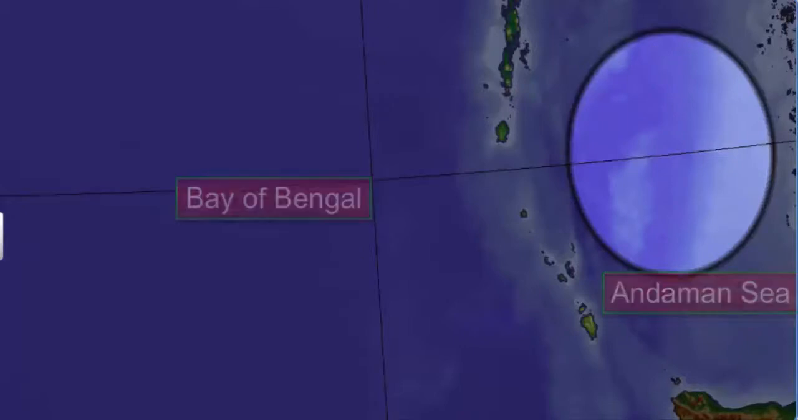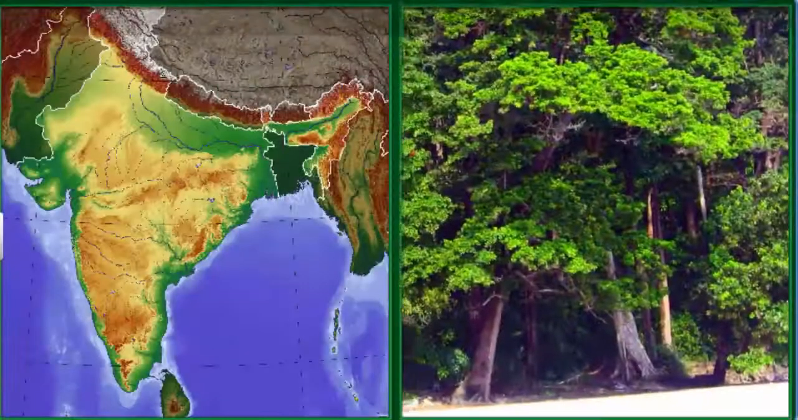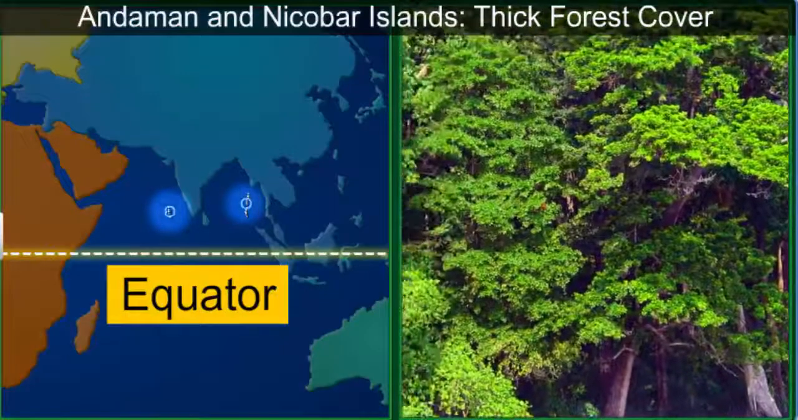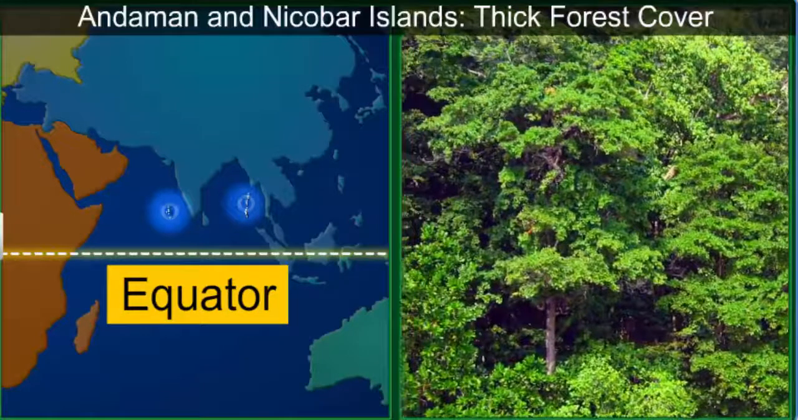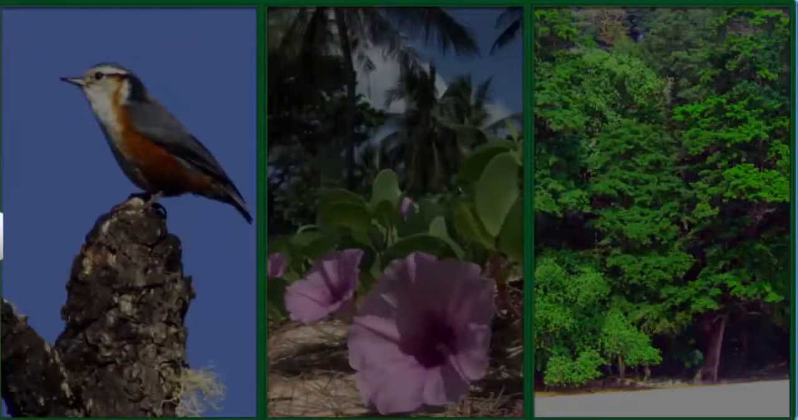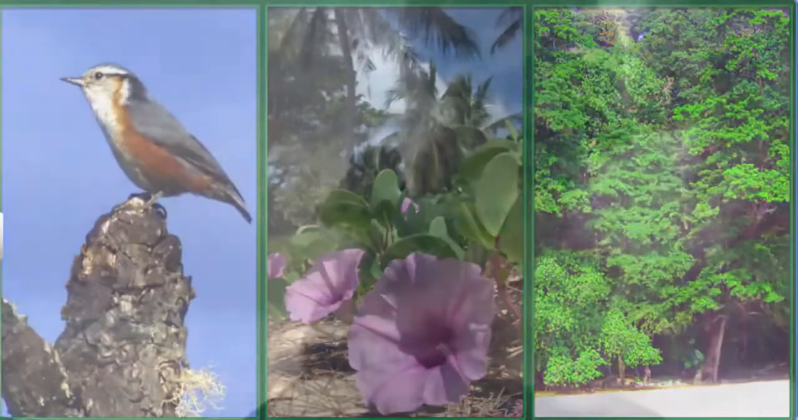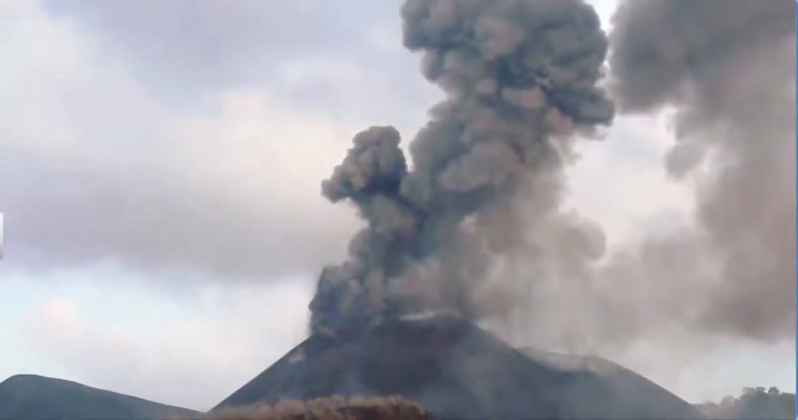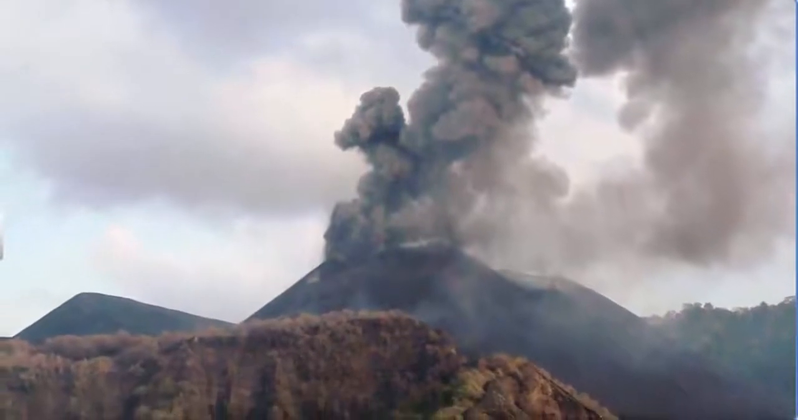These island groups are of great strategic importance for the country. These islands lie close to the equator. The equatorial climate has resulted in a thick forest cover. Thus, like the Lakshadweep Islands, these islands display great diversity of flora and fauna as well. The most interesting feature of the Andaman and Nicobar Islands is that they house India's only active volcano. This volcano is located on Barren Island.